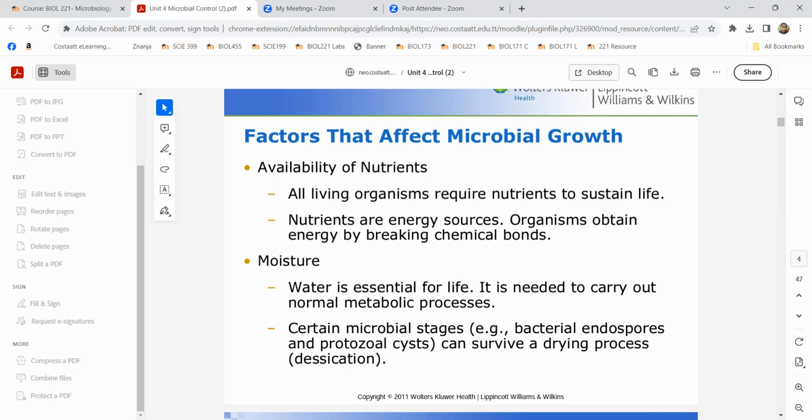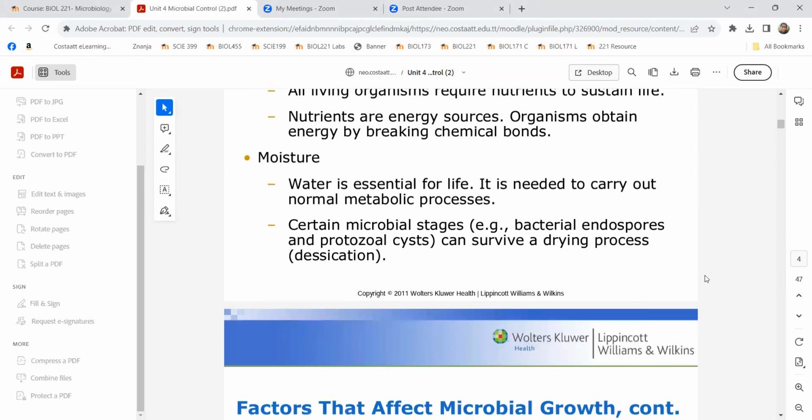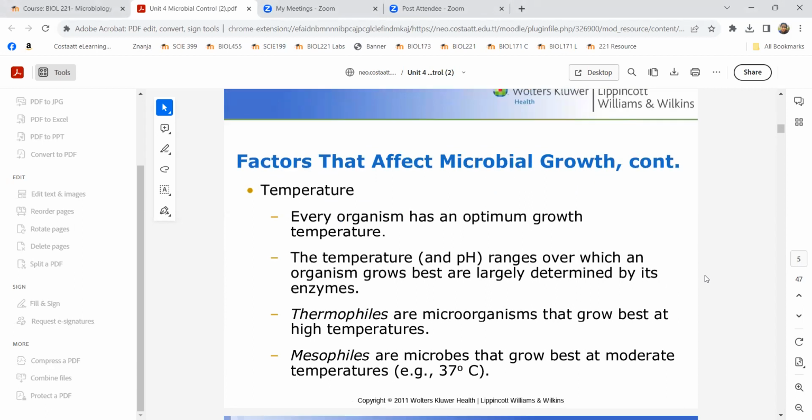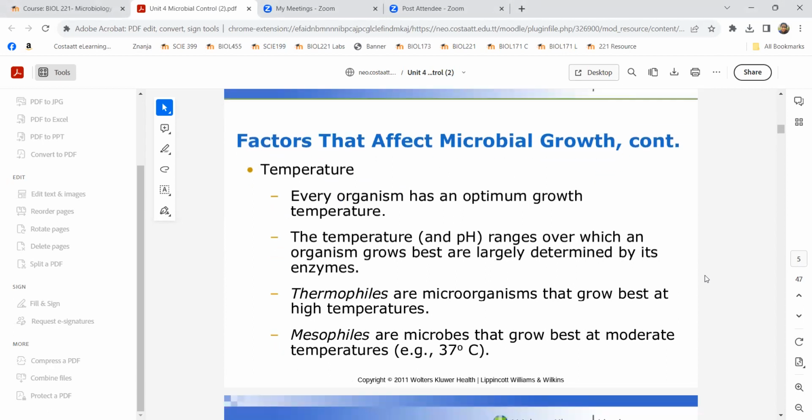So all living things need nutrients to sustain life. The nutrients act as energy, and they can access that energy by tapping into those nutrients, converting them into forms that they can use, breaking bonds and so on. Water is also essential for life. Microorganisms need water to carry out their metabolic processes. There are certain microbial stages in different microorganisms where they may survive in a dry environment, they may go into dormancy, and then when water is present again, they can continue growing and multiplying.